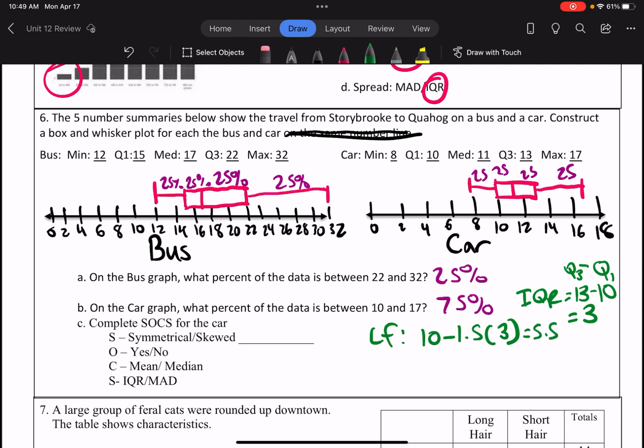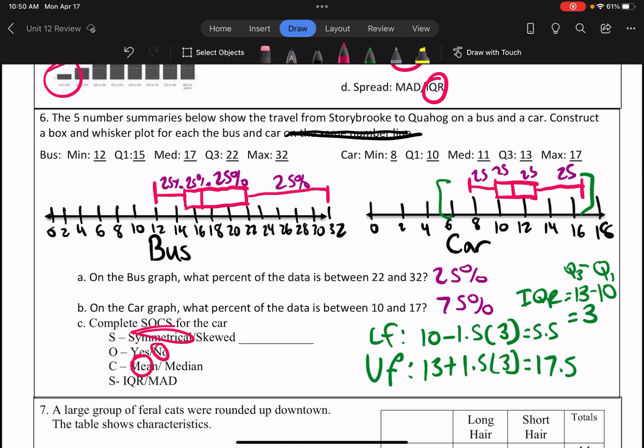So I have a lower fence down here. And now I have an upper fence at 13 plus 1.5 times 3, which is 17.5. So by looking at this, all of our data lies within the upper and lower fences. So I have symmetrical data, no outliers, which means I can use my mean and my MAD for the center and the spread.